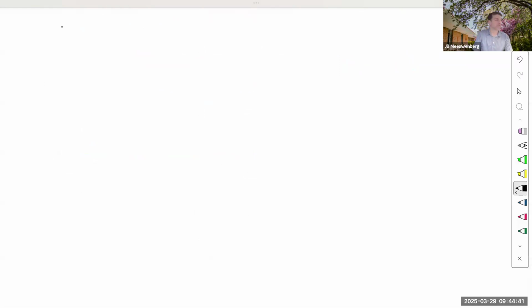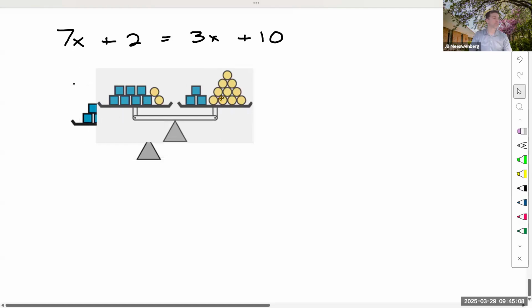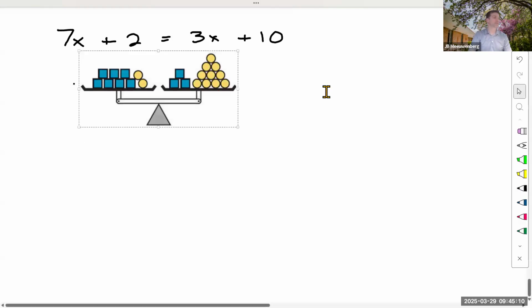The first thing I'm going to do is write down the equation we're going to solve. 7x plus 2 is equal to 3x plus 10. And the first thing I want you to do is see if you can sketch out what a balance scale model might look like. Take a moment to do that. So what we're going to get when we do that is something that looks like this.